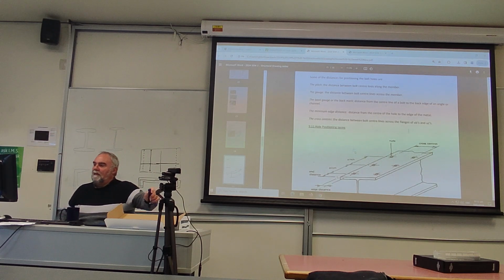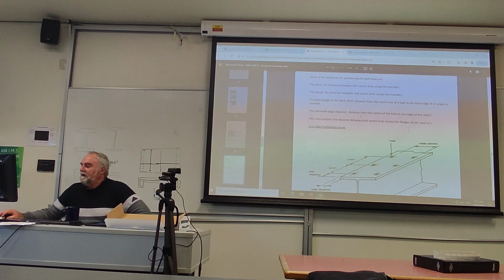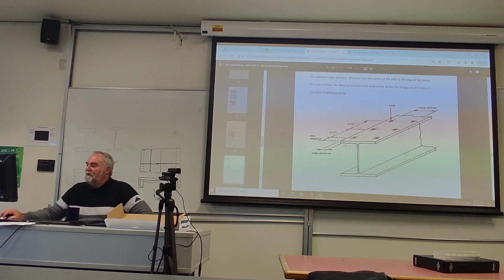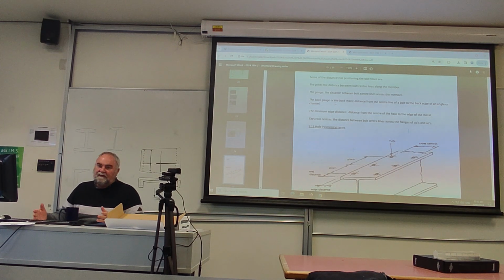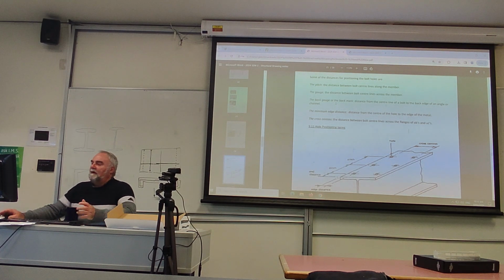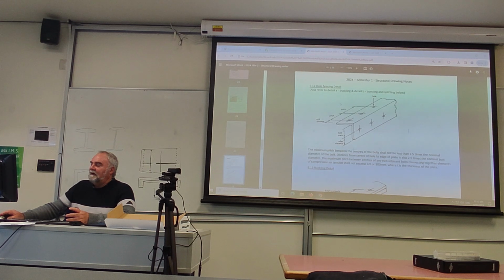hole is. The edge distance is from the edge of the beam or the plate to the circle or the hole for the bolt, and we have what's called a minimum edge distance and a maximum edge distance. We also have a minimum centre to centre and a maximum centre to centre. And I will be testing you on that. Here's the angle and what I was talking about, the back mark. It's also a back mark from that point across to that hole as well.